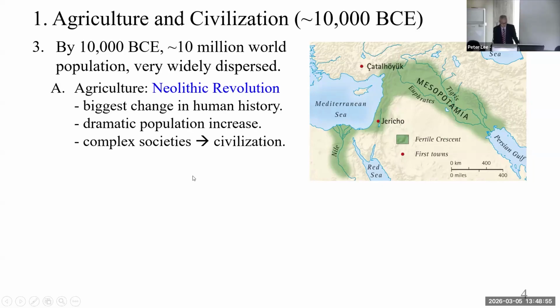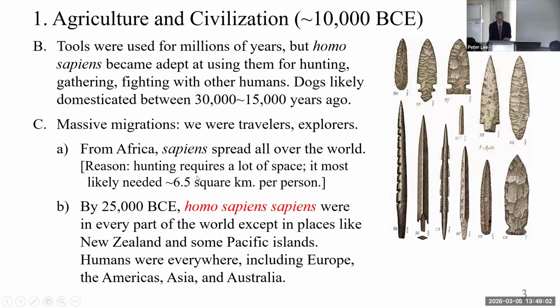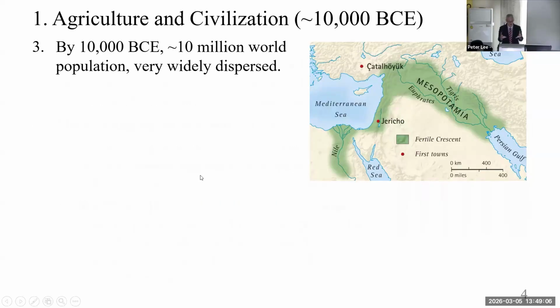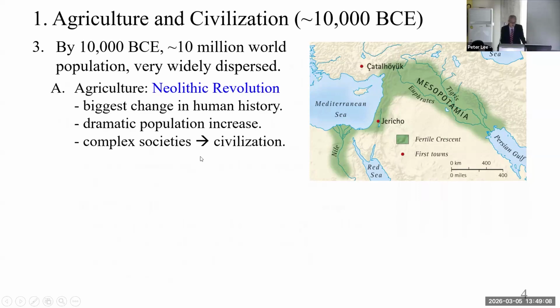Agriculture. So this is now getting into history, right? Until slide 4, we've been talking about prehistory, before agriculture. That's the dividing line. Agriculture is the beginning of history. Agriculture is called the Neolithic Revolution, Neo-Stone Age, New Stone Age. This is the biggest change in human history. Agriculture resulted in dramatic population increase, and it led to complex societies and to civilization.